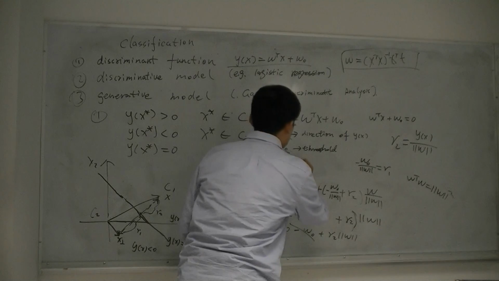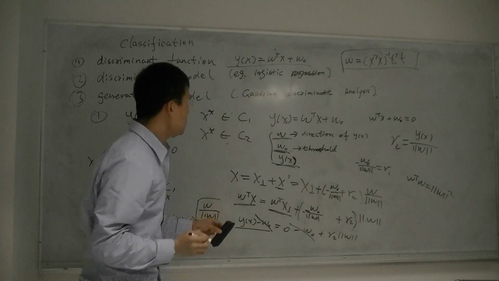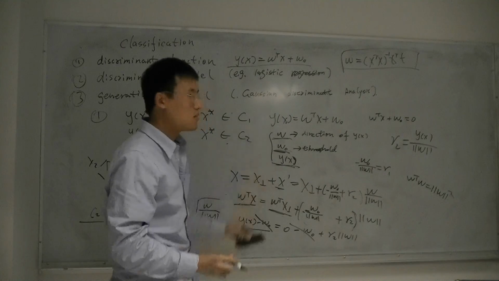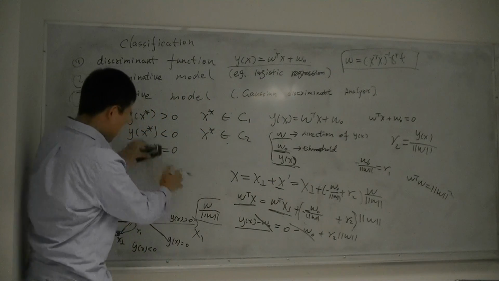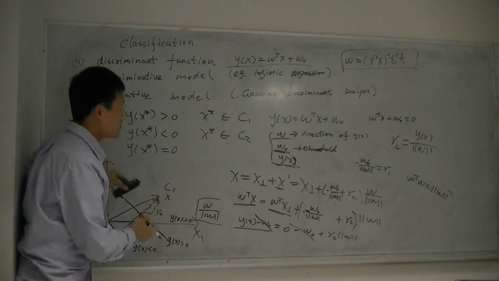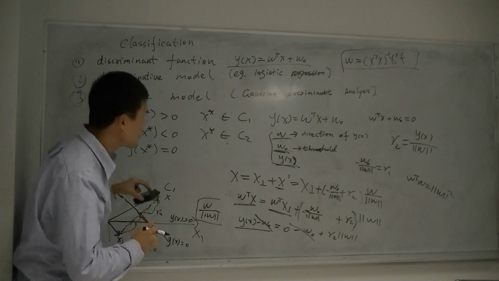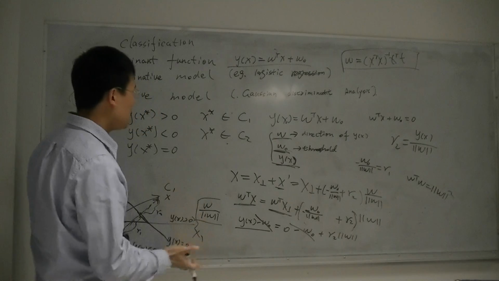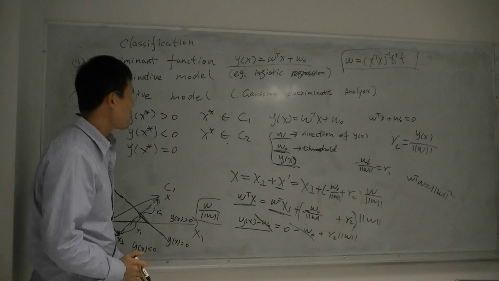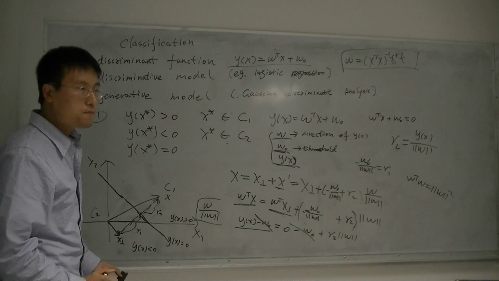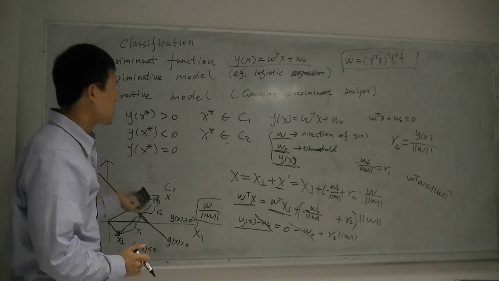So the function output y of x, on a geometric graph, is the distance from the input vector to the classification boundary. So this is a geometric interpretation of this discriminant function method for classification.